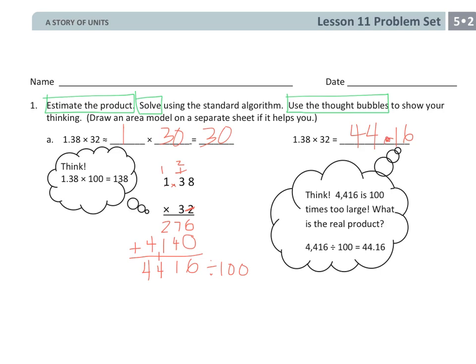Let me make that decimal a little bit better. So that makes more sense right there when you divide it by 100, since we first multiplied the decimal 1 and 38/100ths by 100. We have to do the opposite to go back to get our final answer.